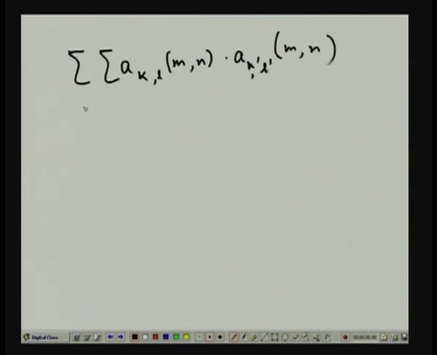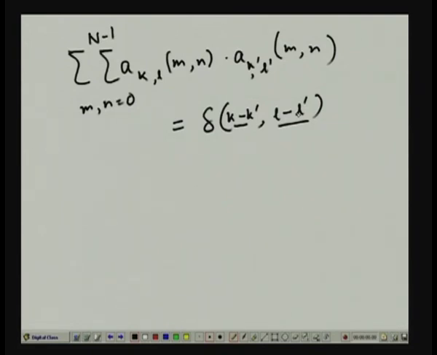If I take this summation for m, n equal to 0 to capital N minus 1, this will be equal to a Kronecker delta function of k minus k dash and l minus l dash. So, it says that this functional value will be equal to 1 whenever k is equal to k dash and l equal to l dash. In all other cases, this summation will be 0.